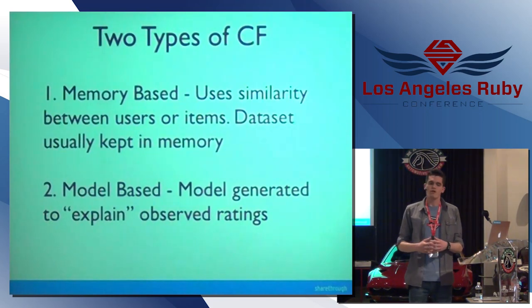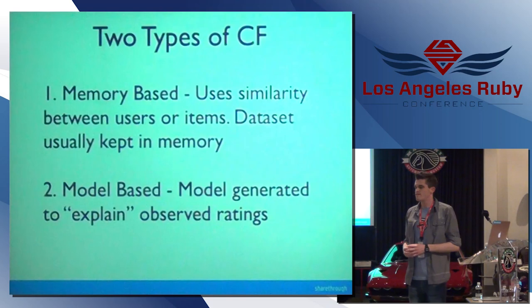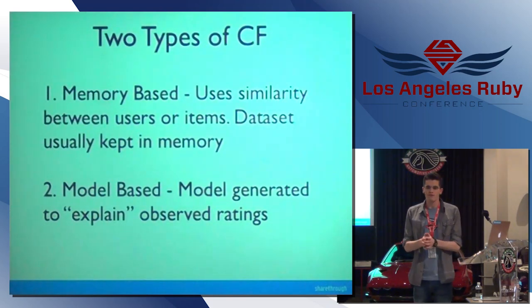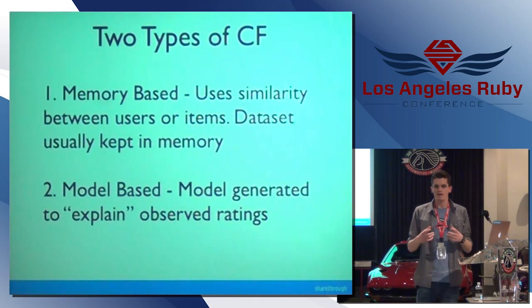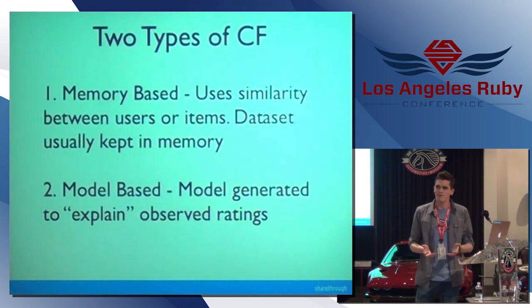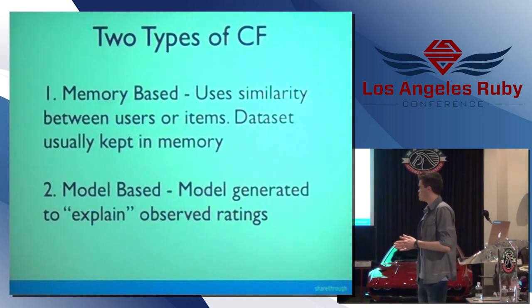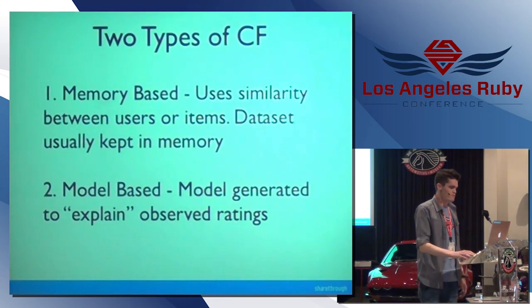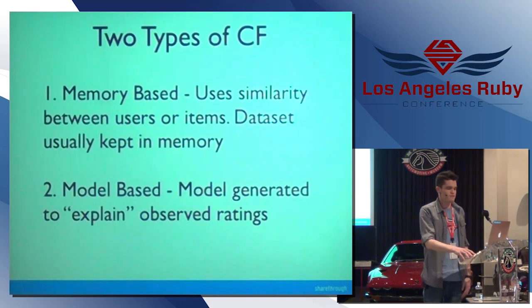Model-based tends to be much more complicated and trains a classifier or a collaborative filtering algorithm offline. Really what you're doing is generating an algorithm that explains the underlying phenomenon to help fill in these blanks. I'm actually not going to talk about model-based algorithms today because they tend to be much more complicated, and unfortunately, Ruby at the moment doesn't really have the tools to do model-based algorithms in a 40-minute talk. So I'm going to talk about memory-based.